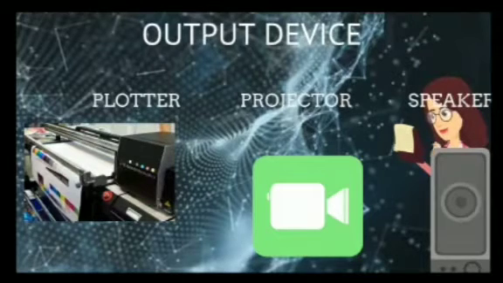And the next is projector. Projector is an optical device that projects an image or moving image onto a surface, commonly a projection screen. And the last is speaker. Speaker is transducers that convert electromagnetic waves into sound waves. Speaker works by converting electrical energy into mechanical energy.